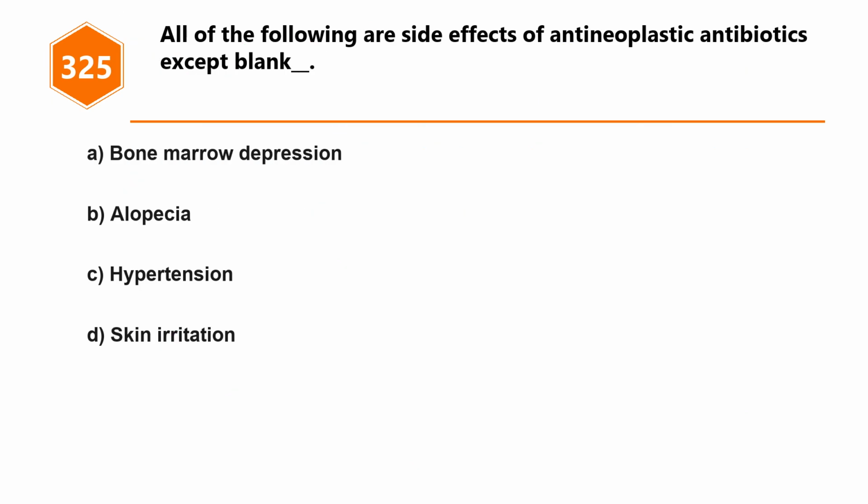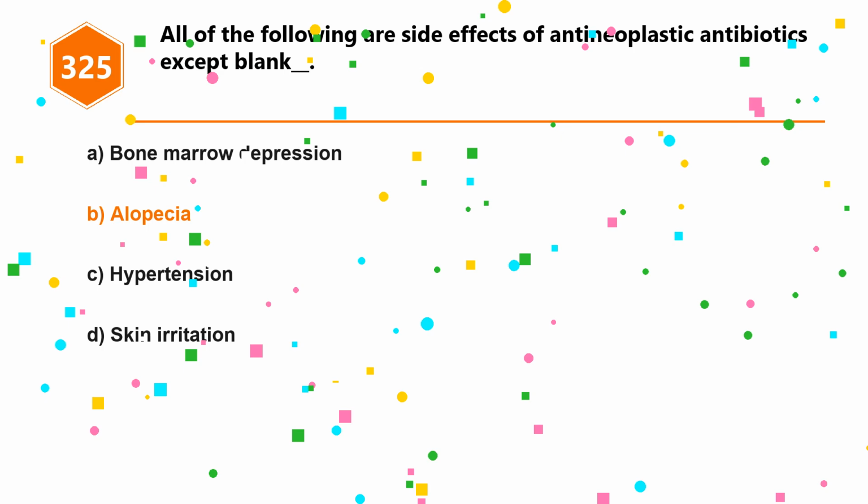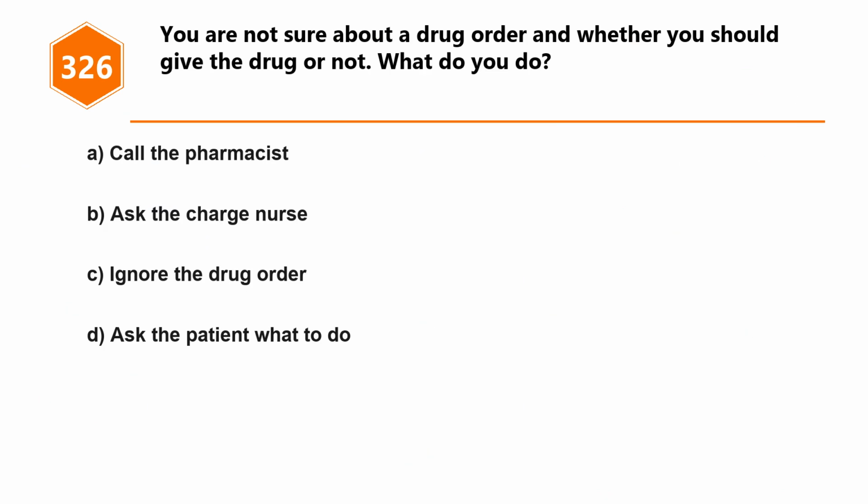Question 325. All of the following are side effects of anti-neoplastic antibiotics except blank. Option A, bone marrow depression. Option B, alopecia. Option C, hypertension. Option D, skin irritation. The correct answer is option B. Alopecia.